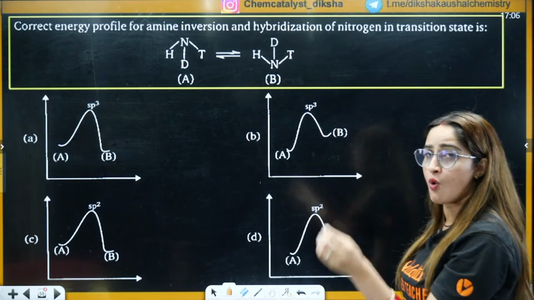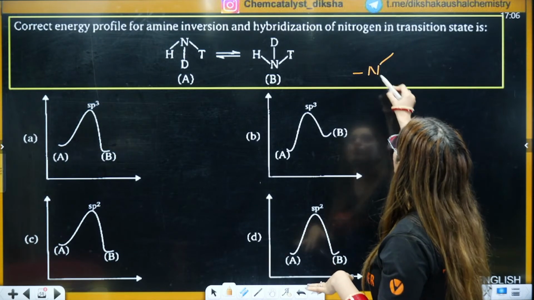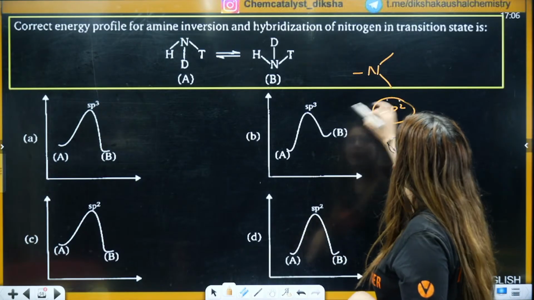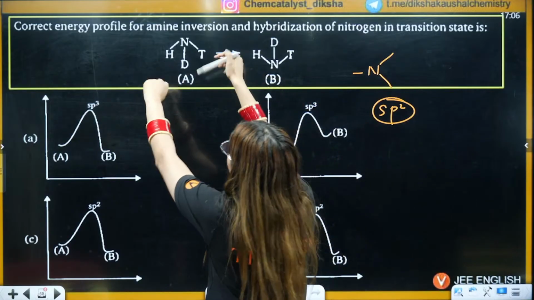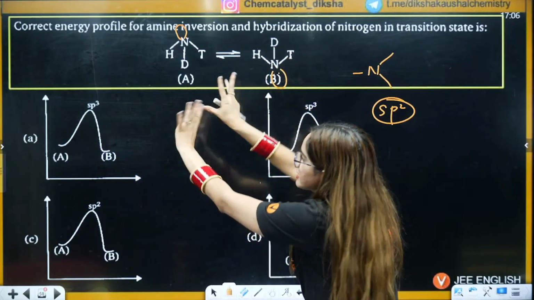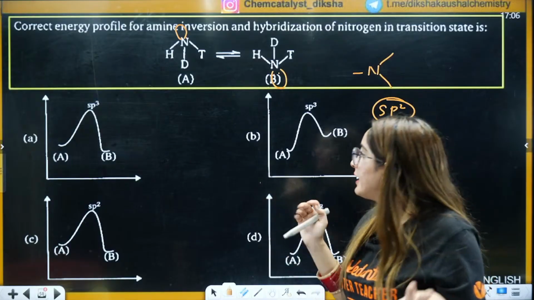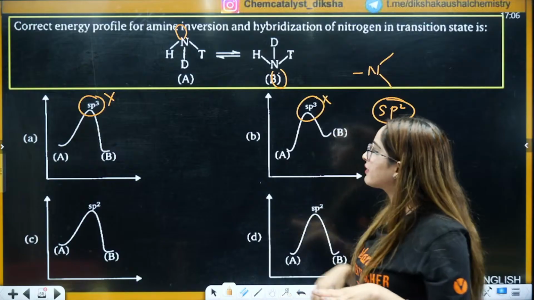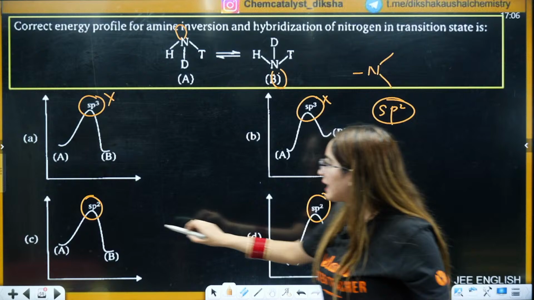One thing you should know is that whenever you are inverting it, it goes through a planar geometry where nitrogen will have sp2 hybridization. Here it is in tetrahedral geometry, but when it is inverting, it gets converted to a planar geometry. That will be the intermediate, that is sp2. So sp3 is eliminated. Here you have sp2, here you have sp2.